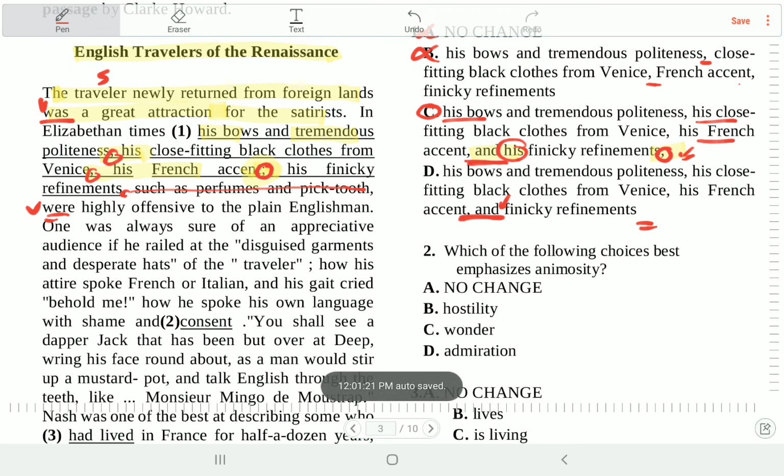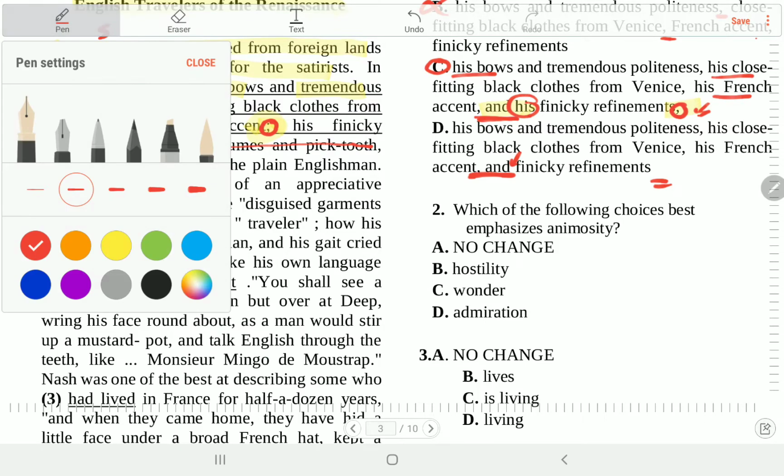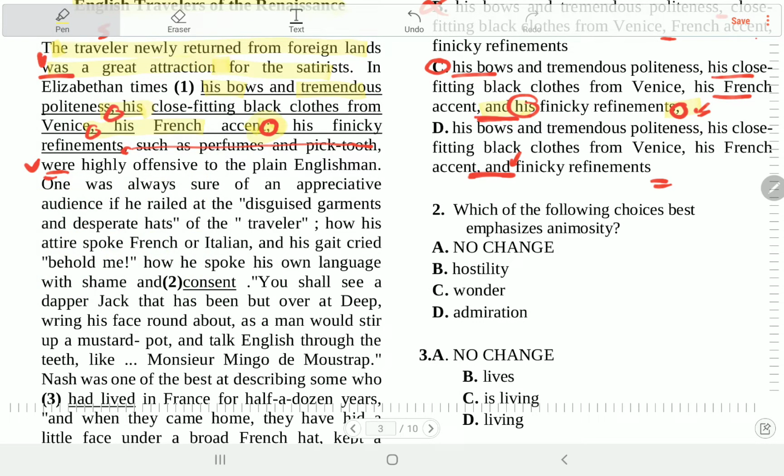Question number 2. Which of the following choices emphasizes animosity? Target question. This is a goal question. Animosity means hatred, so the vocabulary here is what we need to understand. Okay, let's read. Okay, so how his attire spoke French or Italian and his gait cried behold me. Attire means his clothes; he travels and comes back changed. His attire, his clothes, look French and Italian. Or his gait cried behold me, the way he walks.